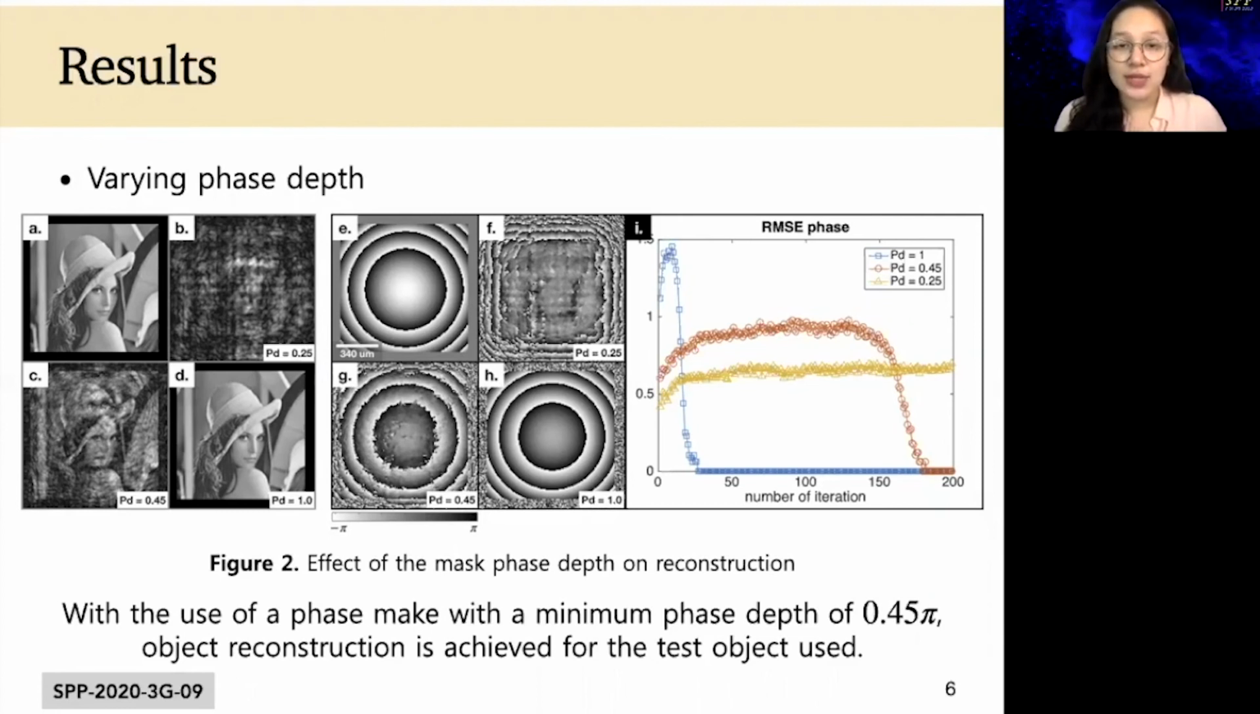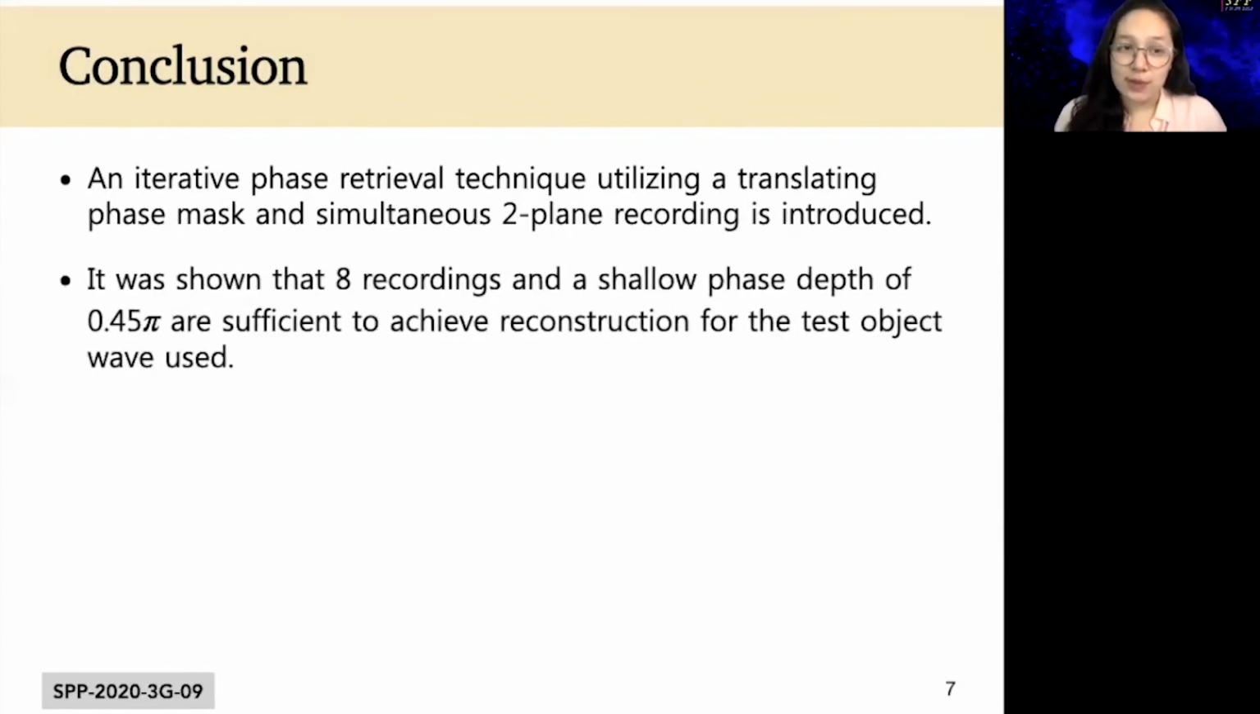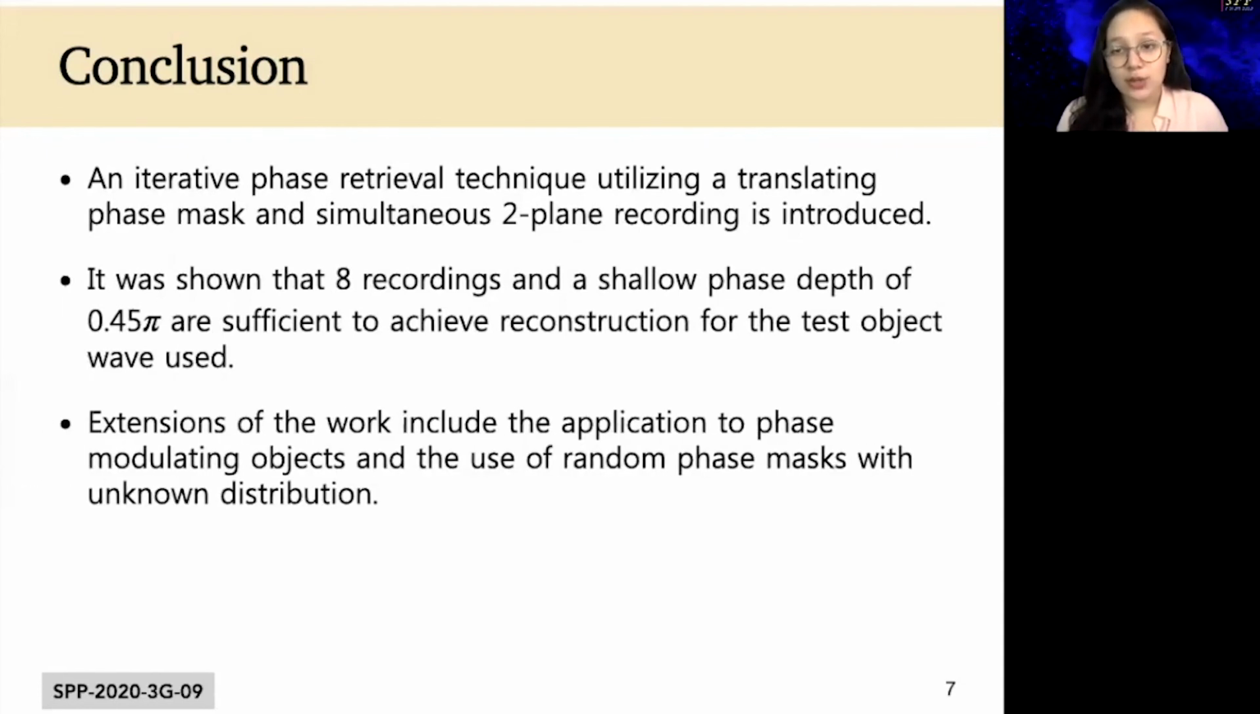The technique's limitations are set by the test object, requiring unique parameters for reconstruction. We have shown a 2-plane phase retrieval technique using a translating phase mask, doubling data collection in a short amount of time. 8 recordings and a phase depth of 0.45 pi enable reconstruction for the chosen test object. Extensions include the use of phase type objects and unknown phase masks.